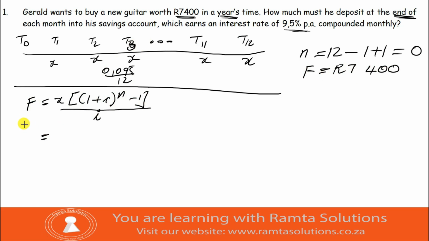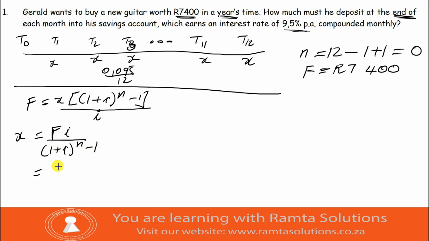What I like to do sometimes, it depends, we are not the same. I, for one, like making X the subject of the formula, but there are those that do not like that. It will be F times i over 1 plus i to the n minus 1. It's easier this way.